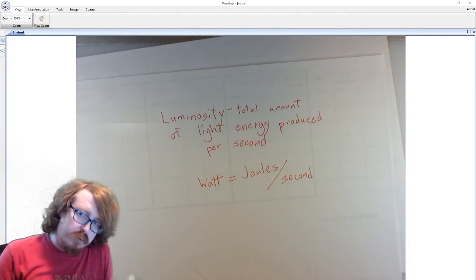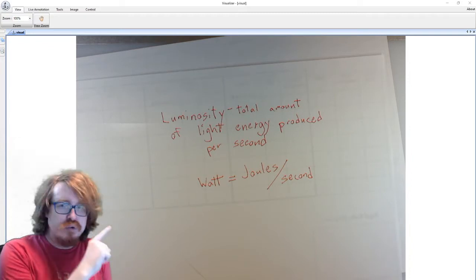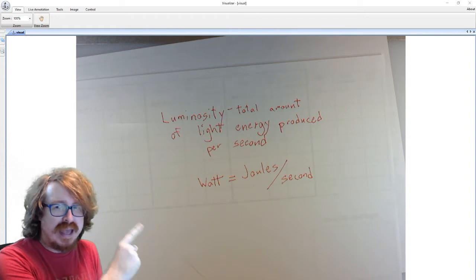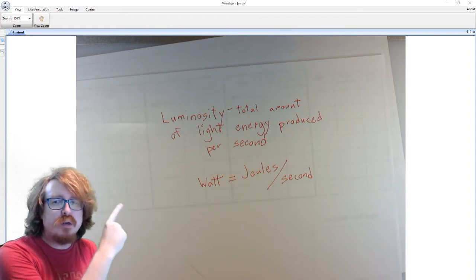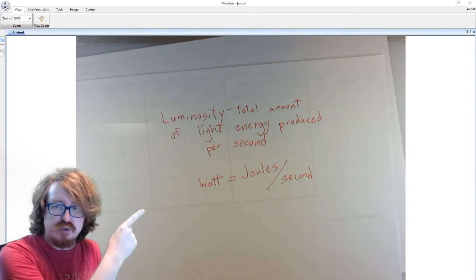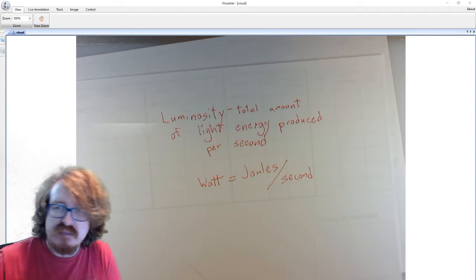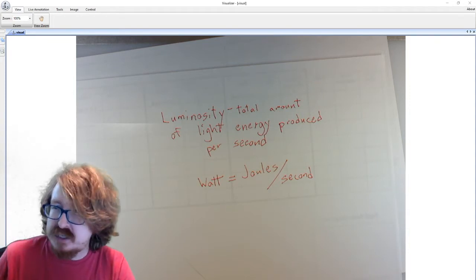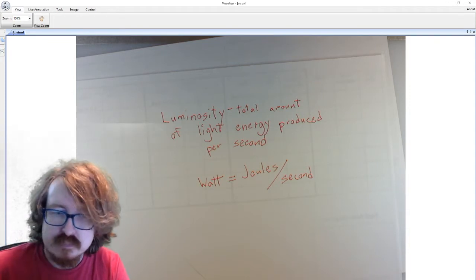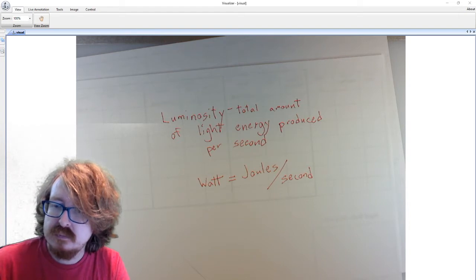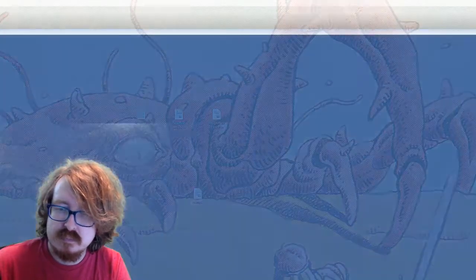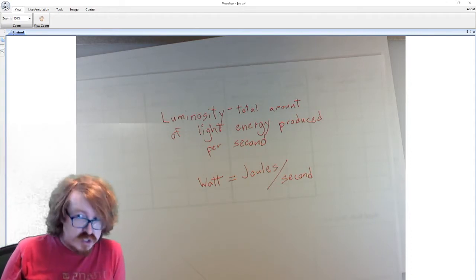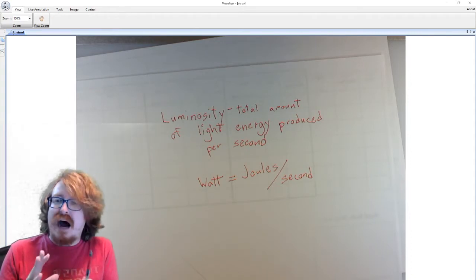Here's the problem though. We can't use watts. I mean, we could use watts for stars, but it's going to be a pain, right? Why would watts be a bad thing to use to measure stars? Like the sun. If we wanted to do the wattage of the sun, why would that be a bad unit to use? That's correct. Stars are too bright and a watt is too small.